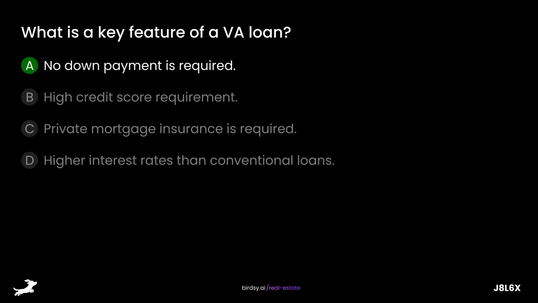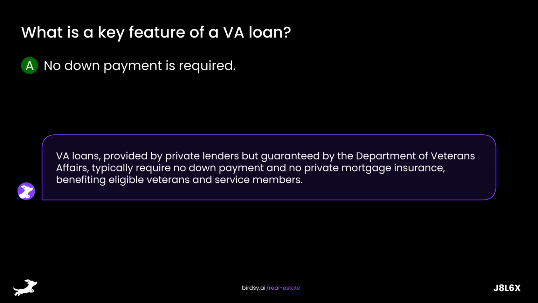The answer is A, no down payment is required. VA loans, provided by private lenders but guaranteed by the Department of Veterans Affairs, typically require no down payment and no private mortgage insurance, benefiting eligible veterans and service members.